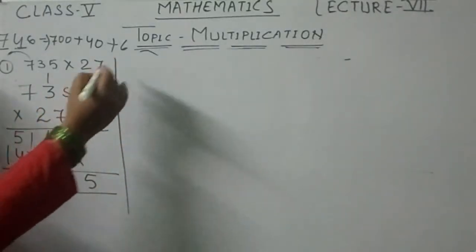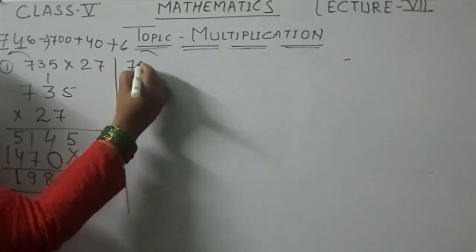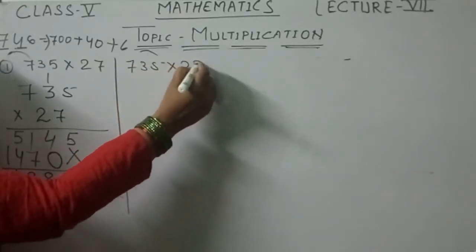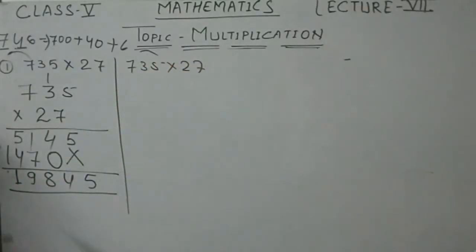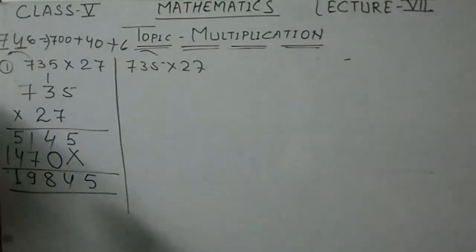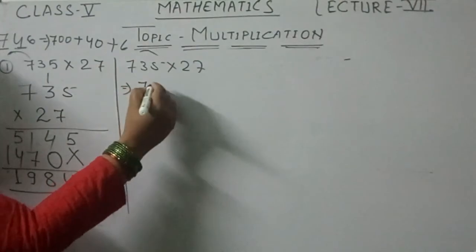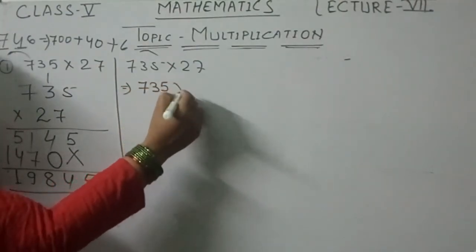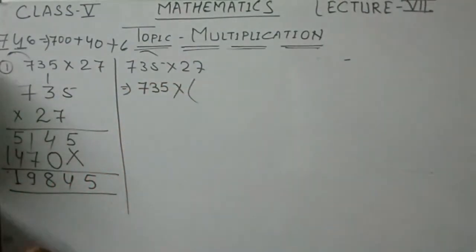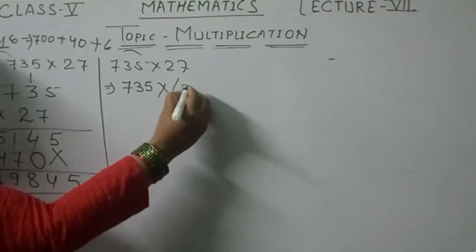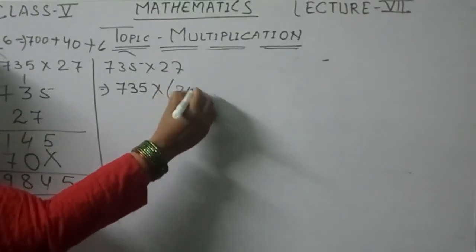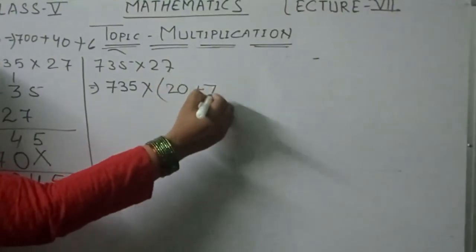And another process, another way, what I told you, 735 multiply 27. Expand the number. Which number do we have to expand? The second number. The first number, as it is, we have to write: 735 multiply 27. How to write? 2, and how many digits here? 1. So put the 1, and 7 ones is here, no number. So as it is you write.